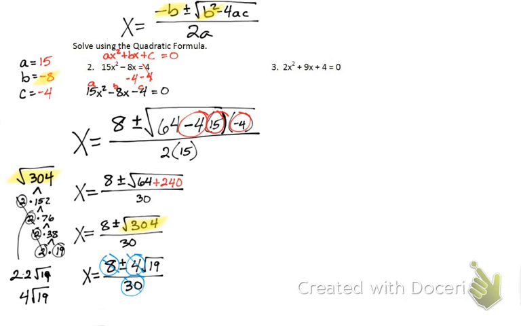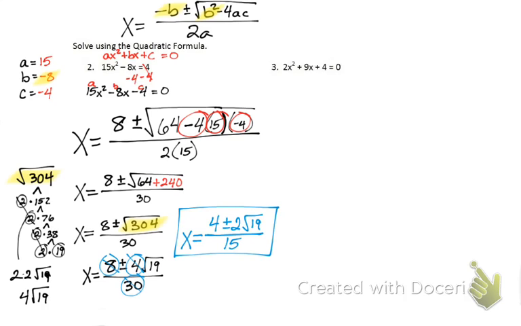So final answer here, I'll just write it next to our problem here, is x equals... 8, 4, and 30 are all divisible by 2, correct? So 8 divided by 2 is 4. Plus or minus 4 divided by 2 is 2. Square root of 19. You never mess with what's underneath the square root sign. And then this is all over 15. So there is your final answer.